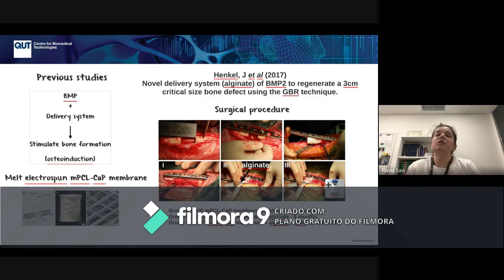And then you slid the scaffold inside of the defect, and then stabilize again, put the screws on the plate, put the alginate, and then inject the BMP inside of the defect. The time point of this study was 6 months, sorry.